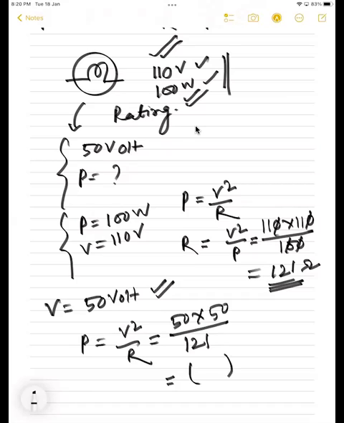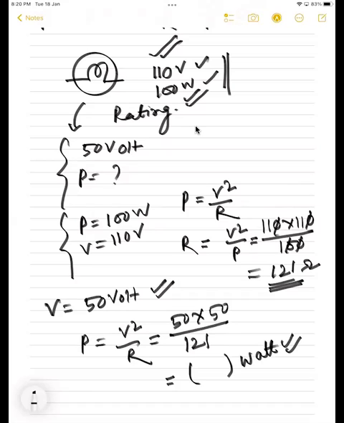20.6. Students, all understood how to calculate if the rated voltage is changing? You can calculate that one? Understood now?